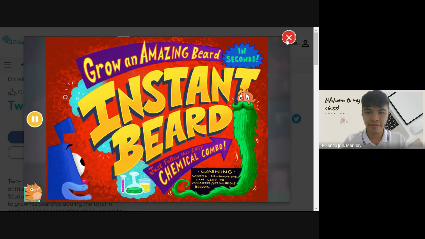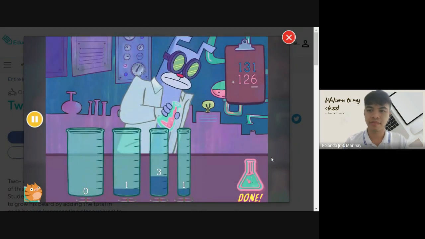Professor Beardo wants to grow an awesome beard like his friends, but he needs to combine the right beard potions. Add the total in each place value to find the sum of both numbers. The first number has already been filled for you. Drag the liquid up to the sum. The beaker can go over 9. Hit the flask in the bottom right when you're done filling one beaker.